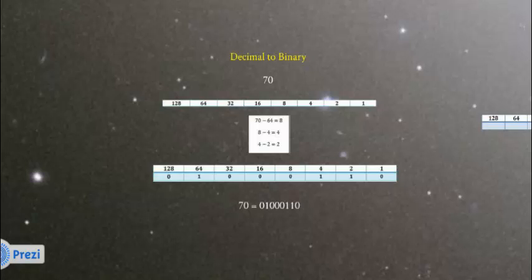Subtracting 64 from 70, we get 6. And so, we put a 0 under 8, because 8 is bigger than 6. And then we get 4 for that, and so we put a 1 underneath the 4. Then, 6 minus 4 equals 2, so we put a 1 underneath the 2. And 1 is larger than the remainder 0, so we add a 0 underneath. And so that gives us decimal number 70 equals 0, 1, 0, 0, 0, 1, 1, 0 in binary.